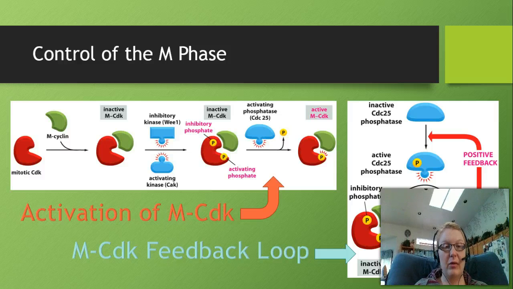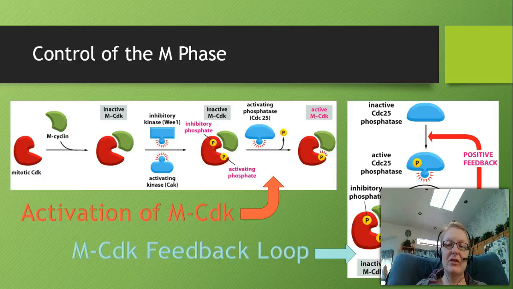So now let's look at how we move into M phase first. At this point the cell has finished up G2 and we're ready to move on to M phase. All the correct signals are there, we're ready to go. What you see here is the activation of the mCDK. The mitotic CDK shows up and binds the M cyclin. In this case the inhibitory kinase and the activating kinase show up and phosphorylate this mitotic CDK. You can see that here with this inhibitory phosphate.